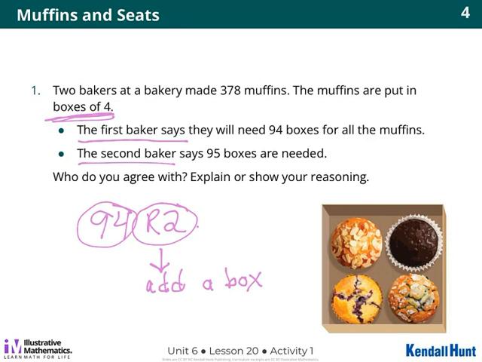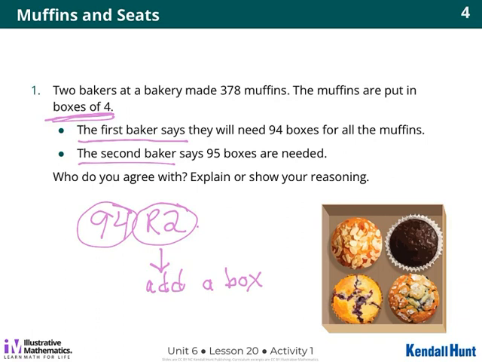Coral, what do you think? I think it's number 1 because 94 is a multiple of 4. And kind of like Delaney said, they're not counting by twos. And I don't think that they would put another box of 2.